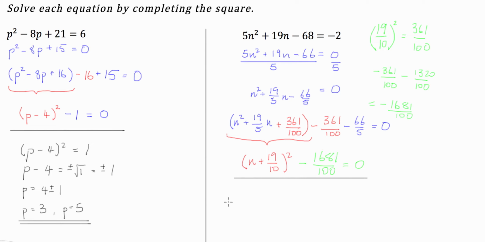Like we did in the other one, we get our c term and we take it to the other side. So we're going to have n plus 19 over 10 squared is equal to 1681 over 100. Then we take the square root of both sides. So we have n plus 19 over 10 is equal to plus or minus the square root of 1681 over 100.